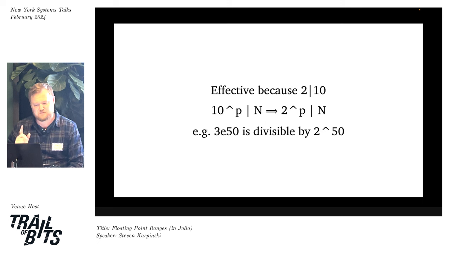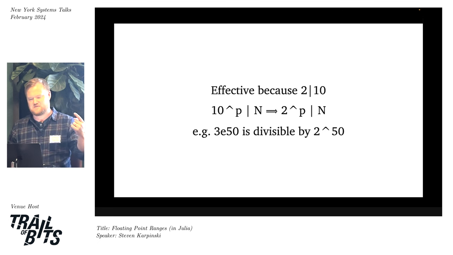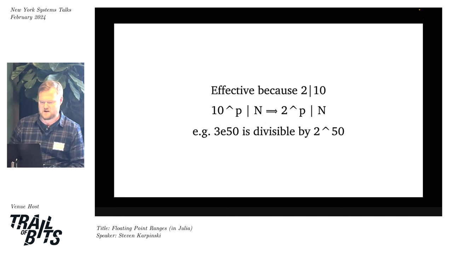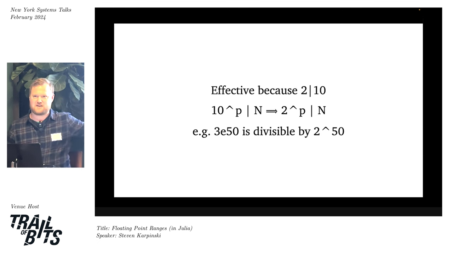Okay, and it's effective because 2 divides 10. We're lucky that we use base 10. If we used base 7, we would be kind of screwed on this, but I'm sure we'd have other problems too. If a power of 10 divides a number, then that same power of 2 divides that number, right? So for example, we know that 3 times 10 to the 50th has to be divisible by 2 to the 50th. So it tends to pick these numbers that we want.